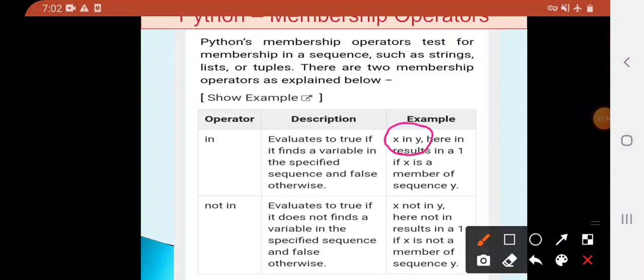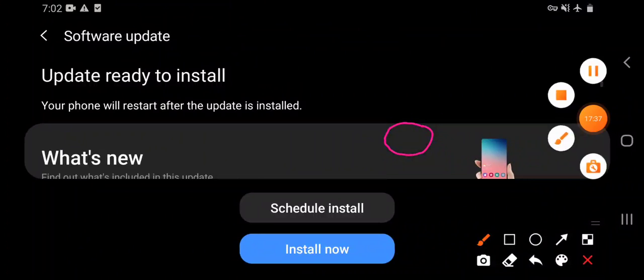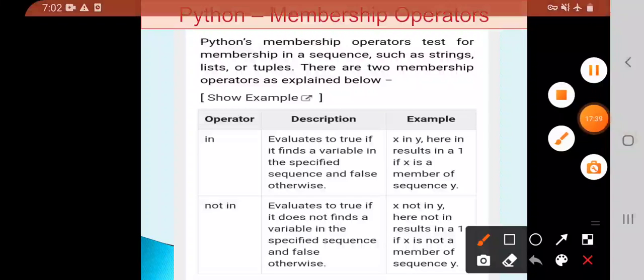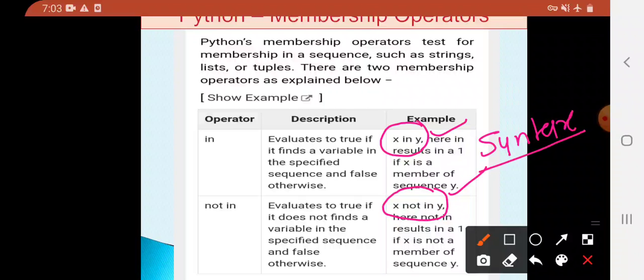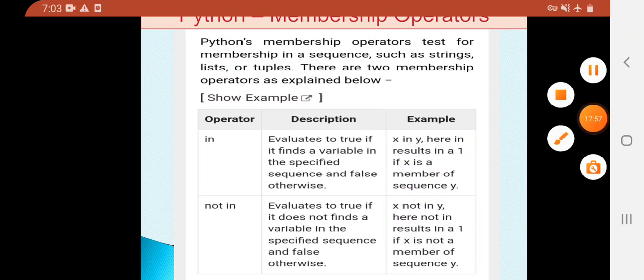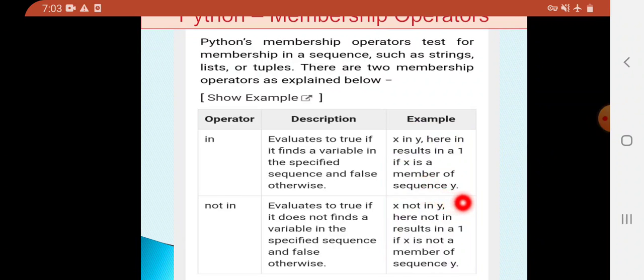So x in y, this is the basic syntax. So these are the basic syntax of the in and not in operators in the Python programming language. The second one will give, if x not in y, here not in results in a 1 if x is not a member of sequence y. So these are the membership operators present in the Python programming language.